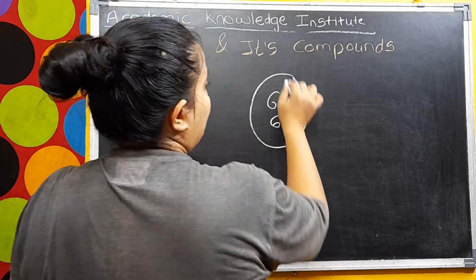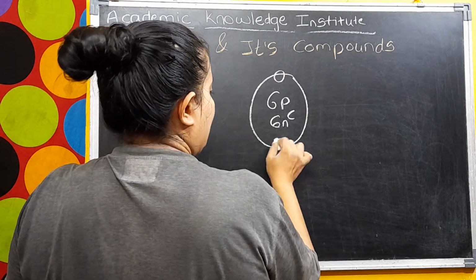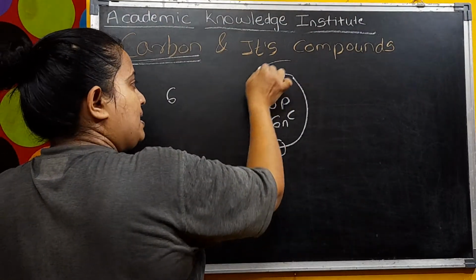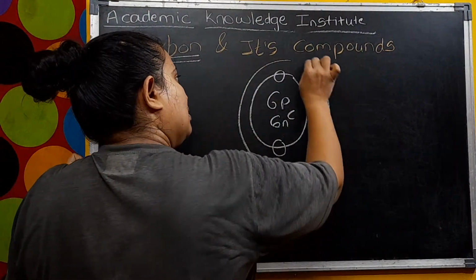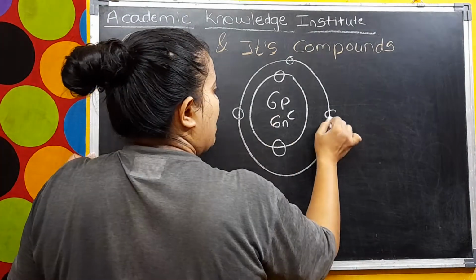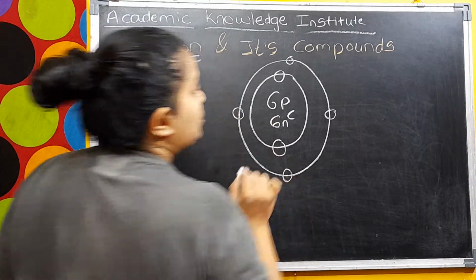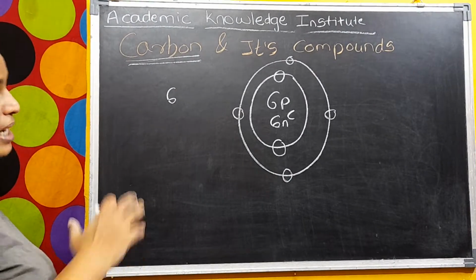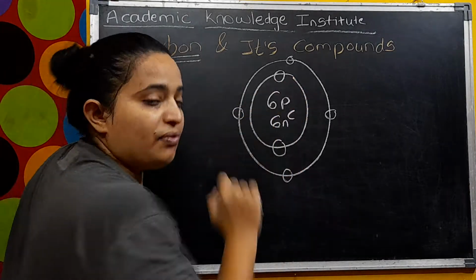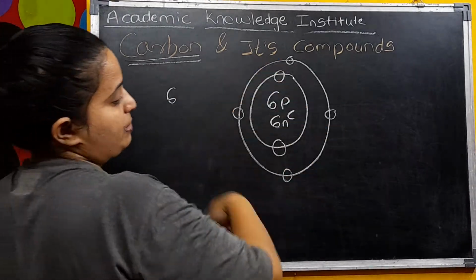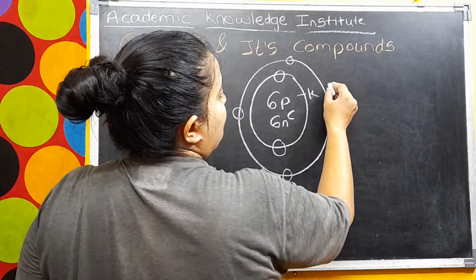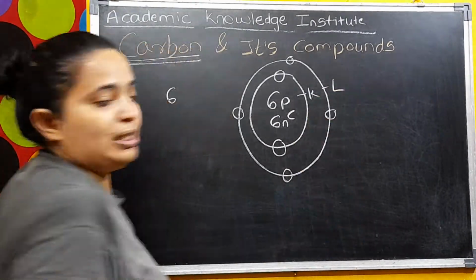In the first shell, the K shell, there will be 2 electrons. Then in the second shell there will be 4 electrons. Am I right? Yes. Among the 6 electrons, 2 will be in the first shell and 4 in the second shell. This shell we call the K shell, and this shell the L shell.